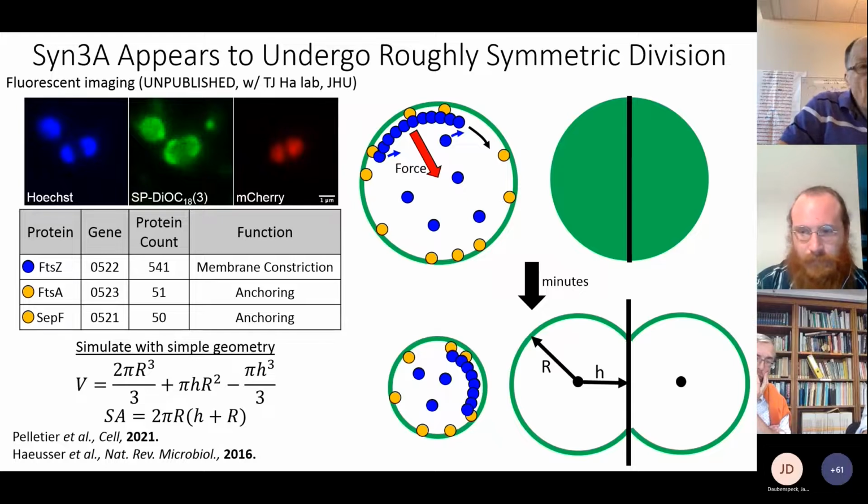Jörg Stulke is on the line. Jörg, do you have any thoughts about whether there is a minimal cell protein involved in chromosome segregation that we just don't understand? I think there's something like SMC, right? Isn't it? Yes, certainly. We do have SMC.